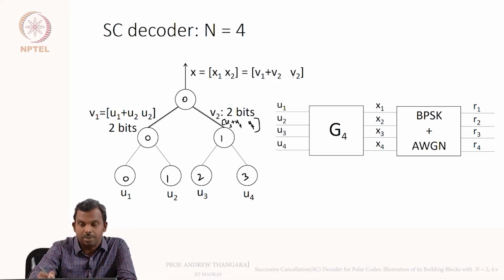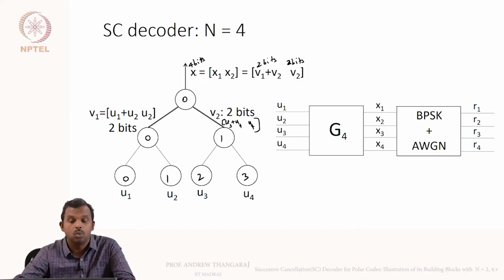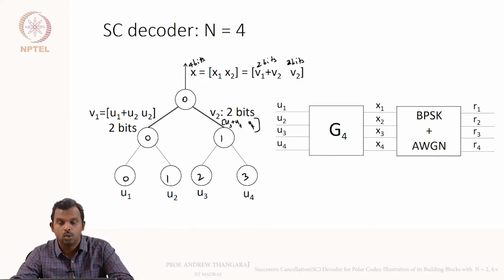x1, x2 is v1 plus v2, v2. You can write it back in terms of u, but v1 plus v2, v2 is pretty nice. It's just 2 bits each, so this is 2 bits, 2 bits, and it becomes 4 bits. Overall you have 4 bits here. So this is the idea. We also saw the program for writing this encoder. So this is how the whole thing works. This is the code.